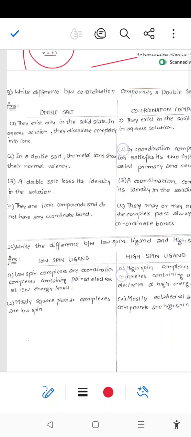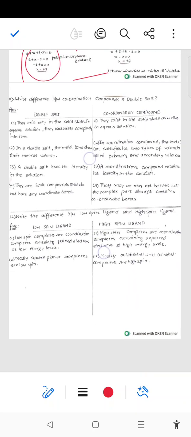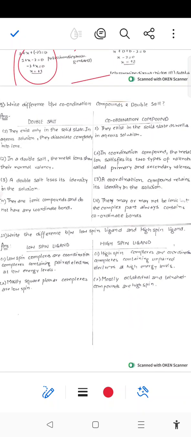Next is the difference between double salt and coordination compound. Important difference. Double salts exist only in the solid state, and in aqueous solution they dissociate completely. Coordination compounds exist in the solid as well as liquid. In double salt, the metal ions show normal valence. In coordination compound, metal satisfies both types of valency, primary and secondary. Double salts lose their identity in the solution. Coordination compounds retain their identity.